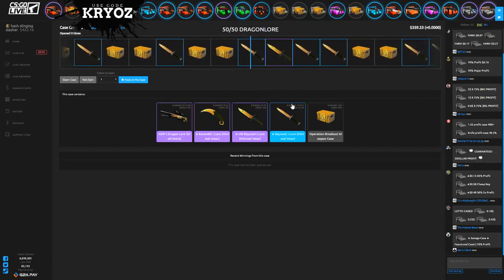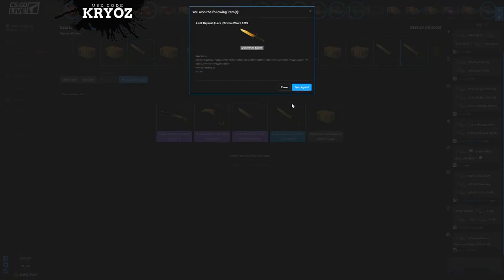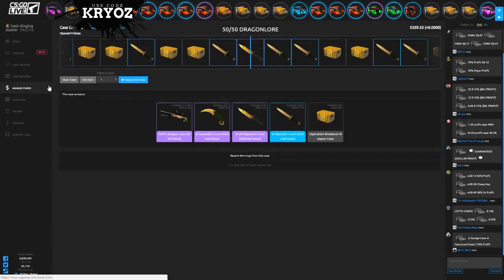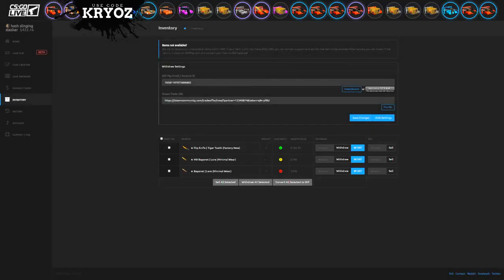Oh, destiny. There was no chance I was going to get something bad there. Another M9 Bayo Lore. Holy shit. Oh my God. What does our inventory look like right now? Our inventory is insane. We have 2 M9 Bayonet Lores and a Bayonet Lore. We sadly can't withdraw the Bayonet Lore, and we can only withdraw one of these. Although I'm not technically allowed, so I won't.